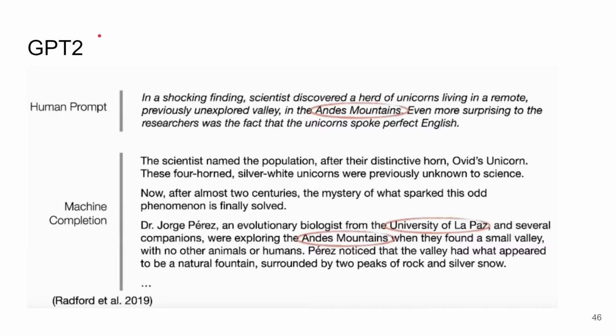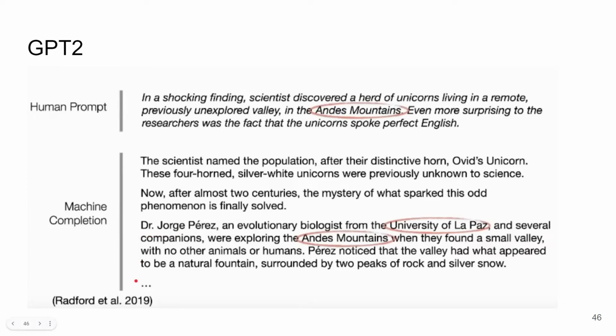So GPT-2 was this model, this transformer model, a huge model that was trained on a lot of text from the internet. Given this input prompt, it was told that some unicorns were found somewhere in the Andes mountains, and it was even able to understand where the Andes is, telling us about the University of La Paz, and at some point the name of the doctor finding the unicorns was a Spanish name.